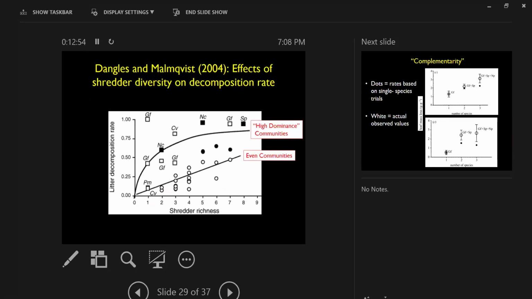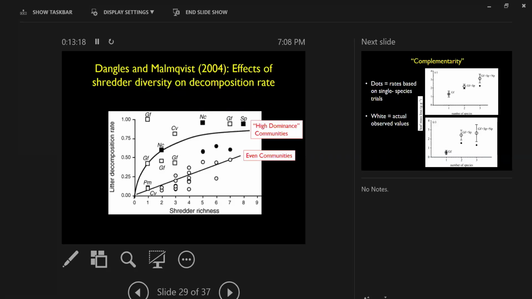And so these authors looked at effects of leaf litter decomposition based on diversity of shredding invertebrate communities. And so shredder richness, or number of shredding species, on the x, litter decomposition rate on the y. And overall, a positive relationship, right? So the more species of shredders we have in a stream, the faster litter will decompose.